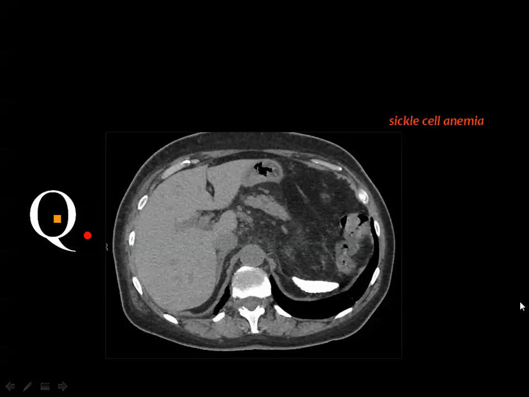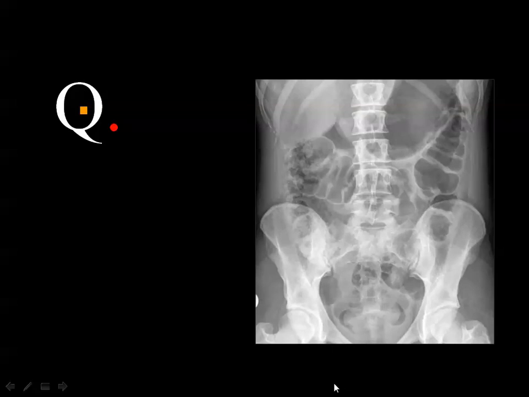Yes, and this patient has sickle cell anemia. CT scan of the abdomen without contrast, and you see marked, very dense calcification of a small spleen, diagnostic of autosplenectomy, which is a known condition in sickle cell anemia patients.